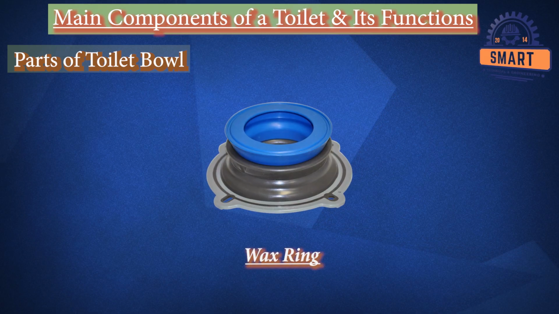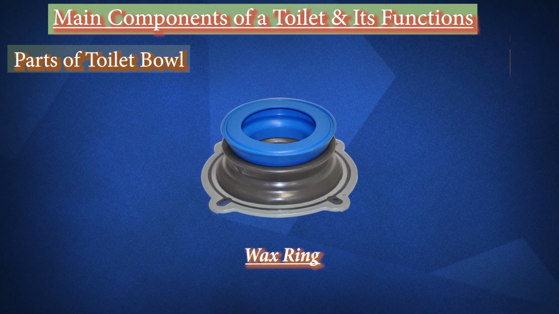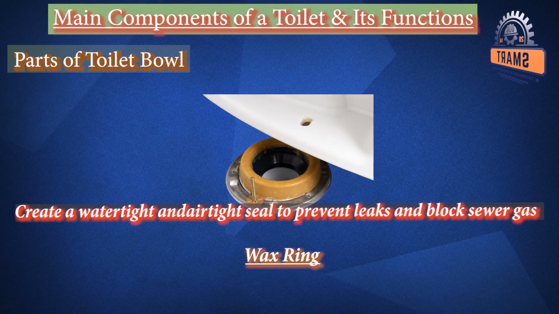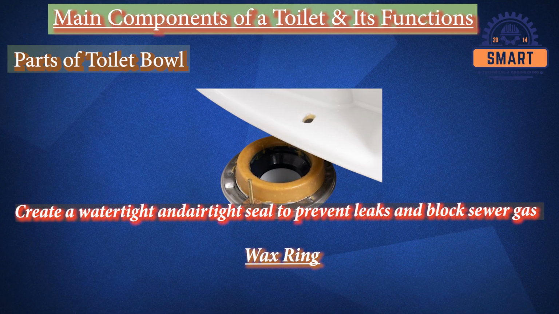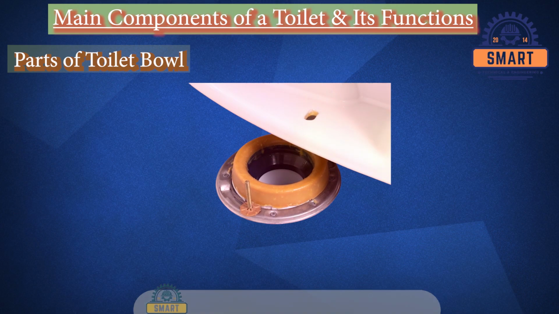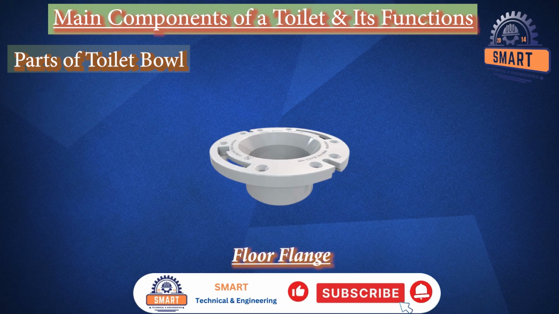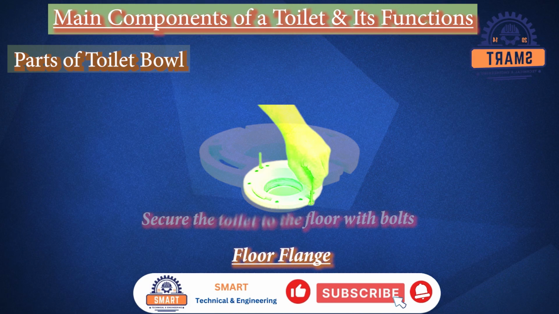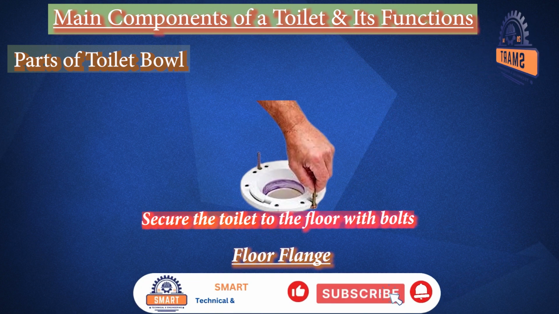Wax ring. A wax or rubber seal that sits between the base of the toilet and the floor flange. It creates a watertight and airtight seal to prevent leaks and block sewer gases. Floor flange. The floor flange connects the toilet bowl to the drain pipe on the floor. It secures the toilet to the floor with bolts.